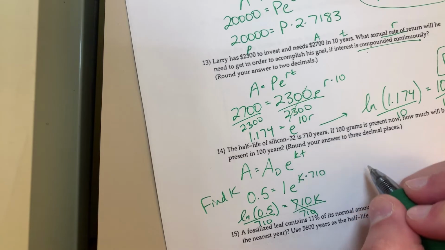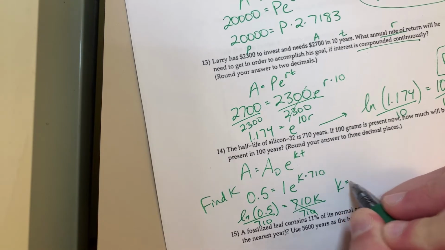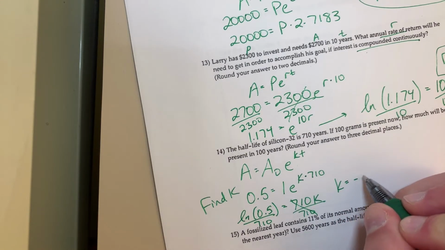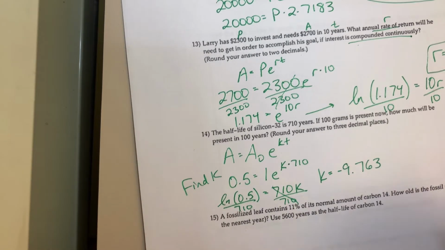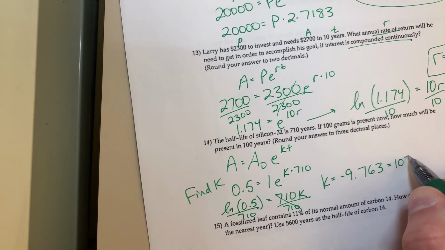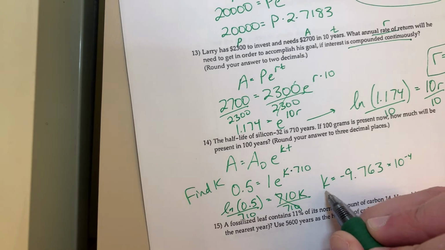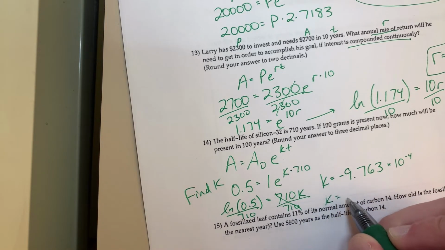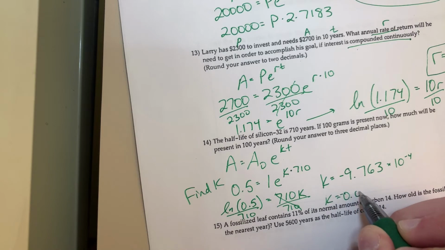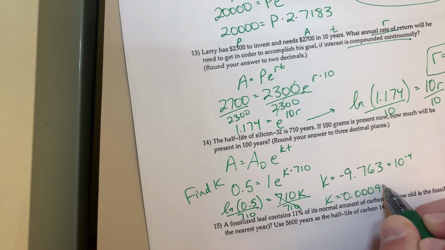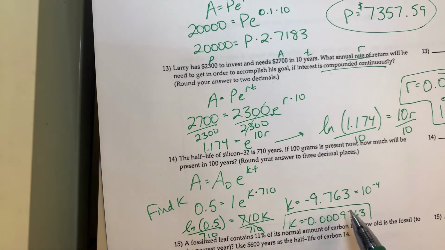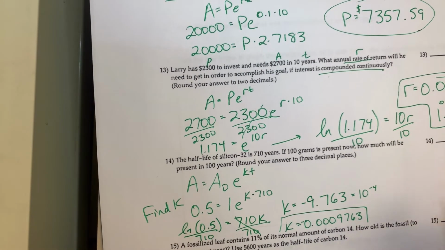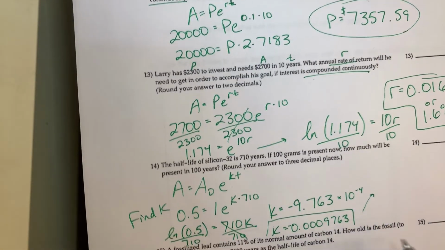So the K, my decay rate, I'll write how it is in the calculator and then how you convert that. So about 9, and then times 10 to the negative 4th. If I bump that over 1, 2, 3, 4, that would end up being negative 0.00099763 would be my decay rate. So that doesn't answer my question, but it does give me the information that I need to answer the question. So what is this asking?